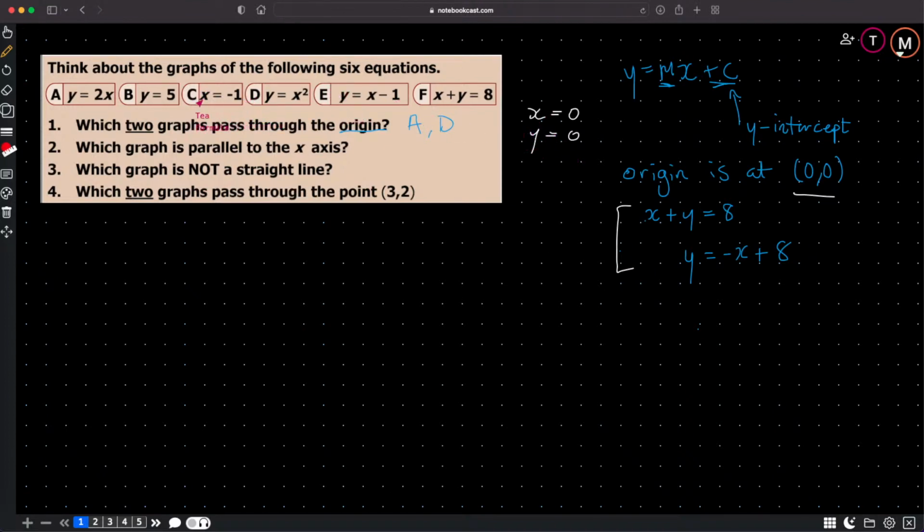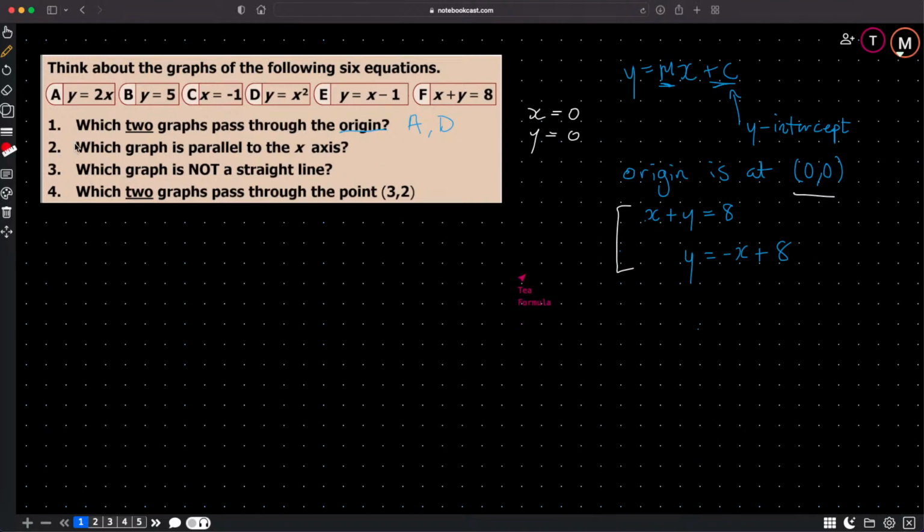So you take D, for example. If you put in 0 and 0, you'll get something that makes sense. 0 equals 0. But if you put it into C, you'll get 0 equals minus 1. So it certainly doesn't work. Oh, that's nice. I like that method. Cool. So two different methods to answer these questions.